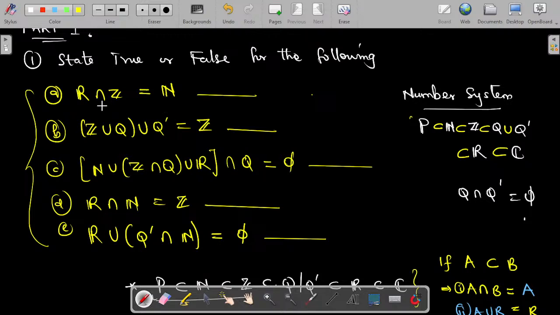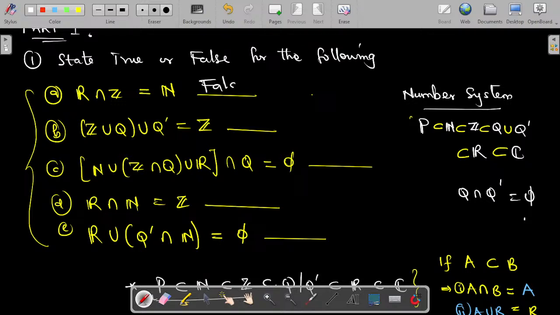So R intersection Z is equal to N. Is it true? And the answer is no, it's false. There is no N here itself. So R intersection Z, what I should be asking is between R and Z, which one is smaller or which one is contained in the other. So this answer is false.